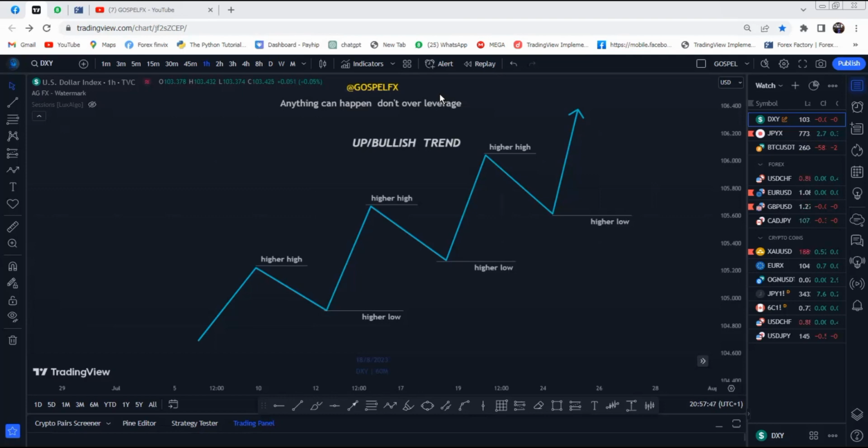So it is not possible to identify the exact price where the market will retrace on the uptrend. So this is the formation of an uptrend.